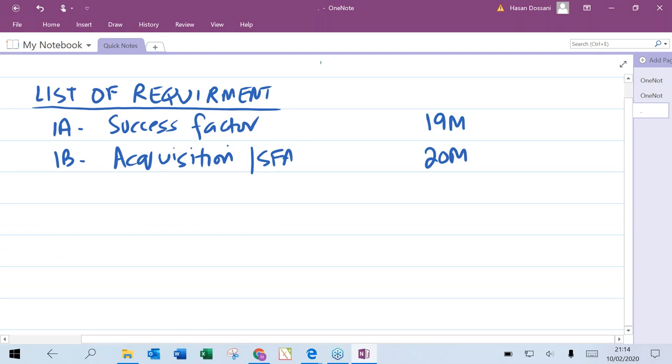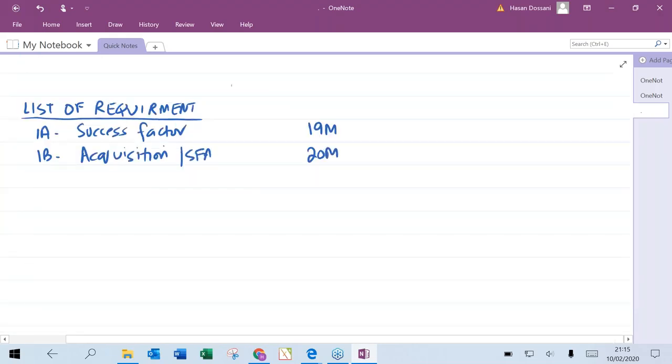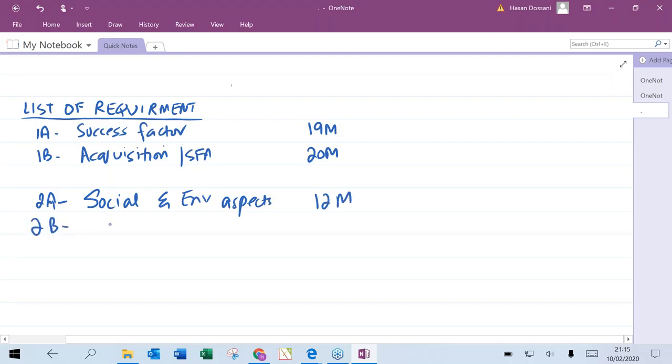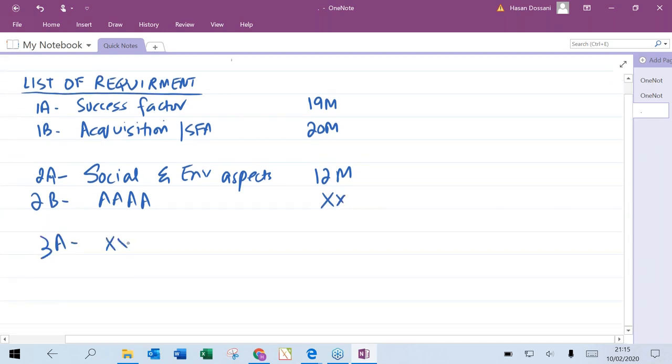I made a list. So when we read the requirements, I would quickly jot down the keywords on a piece of paper, so that I have the requirements in front of me as one small list. For example, I know that 2A of this question was talking about social and environmental aspects. I think it was 12 marks, and 2B was something else. And then there was 3A and 3B, and some marks. So in the end, when you make a list of all the requirements, it should look like this.